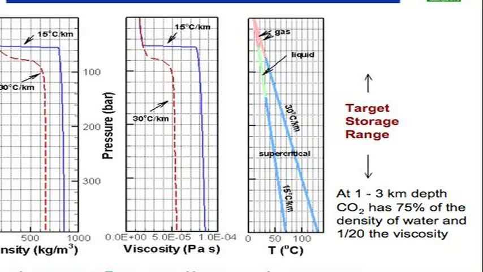Another interesting aspect of supercritical CO2 is that even though it has a density that's about 3/4 that of water, it has a viscosity that's about 1/15 that of water. So it's a very runny fluid.